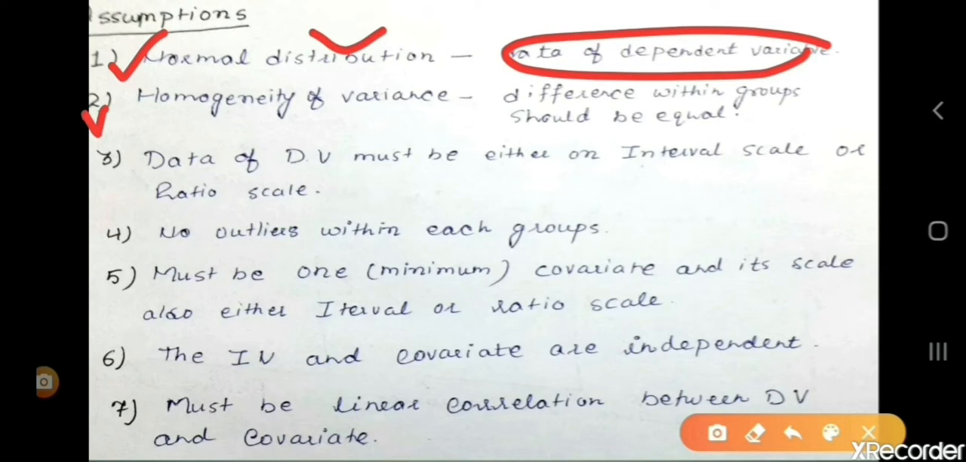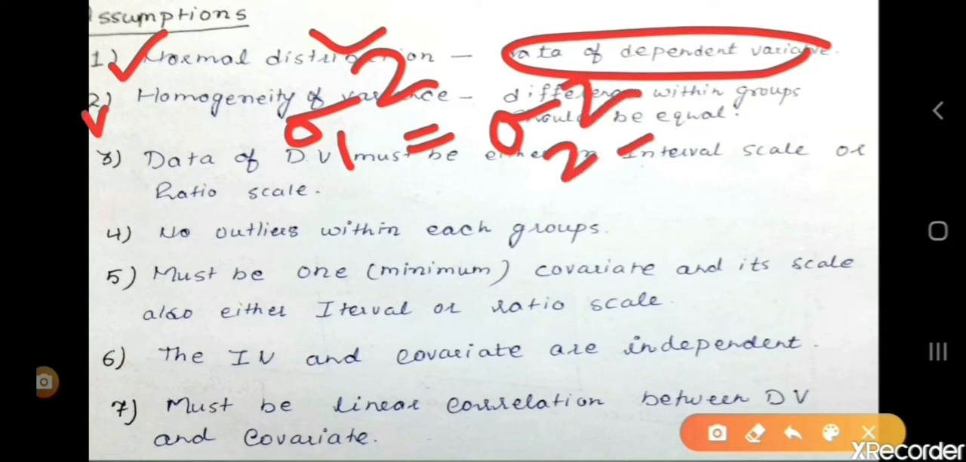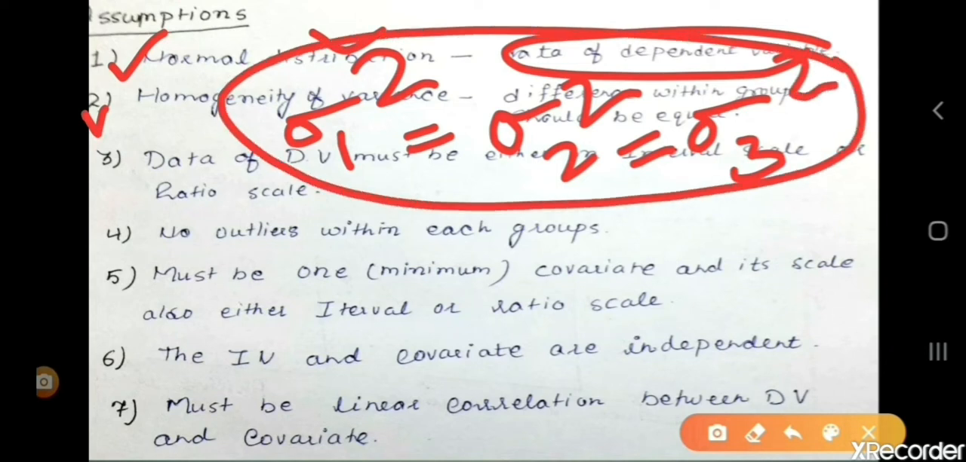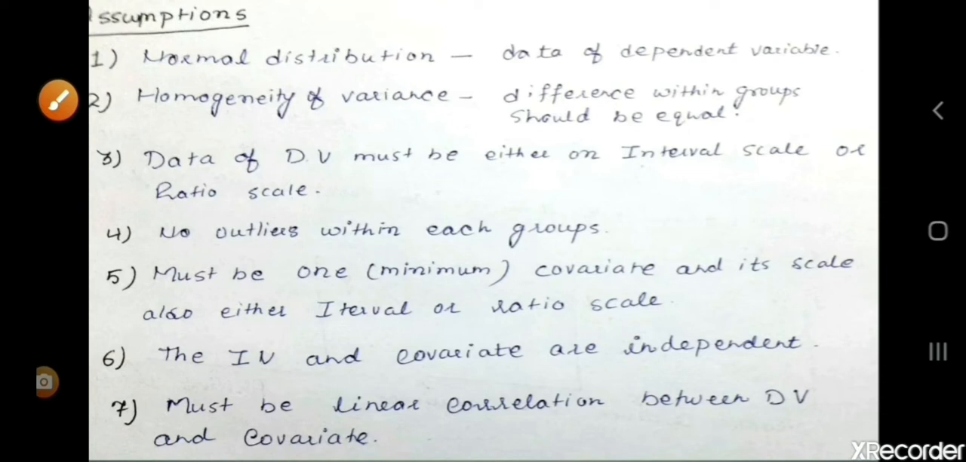It means that the variation within each group of data is equal. Suppose one group has variance sigma 1 square, another group has variance sigma 2 square, and another group has variance sigma 3 square. All groups will have the same variance. The variance of each group will be equal. So that is homogeneity of variance.